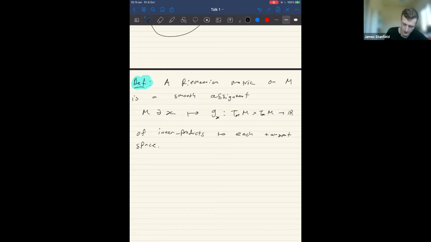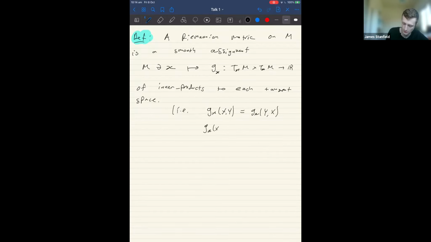So what does that mean, right? If we don't remember what an inner product is, it's symmetric and it's positive definite. So this is greater than or equal to 0. And equality holds if and only if x equals 0. And this is for all x and y in our tangent space.